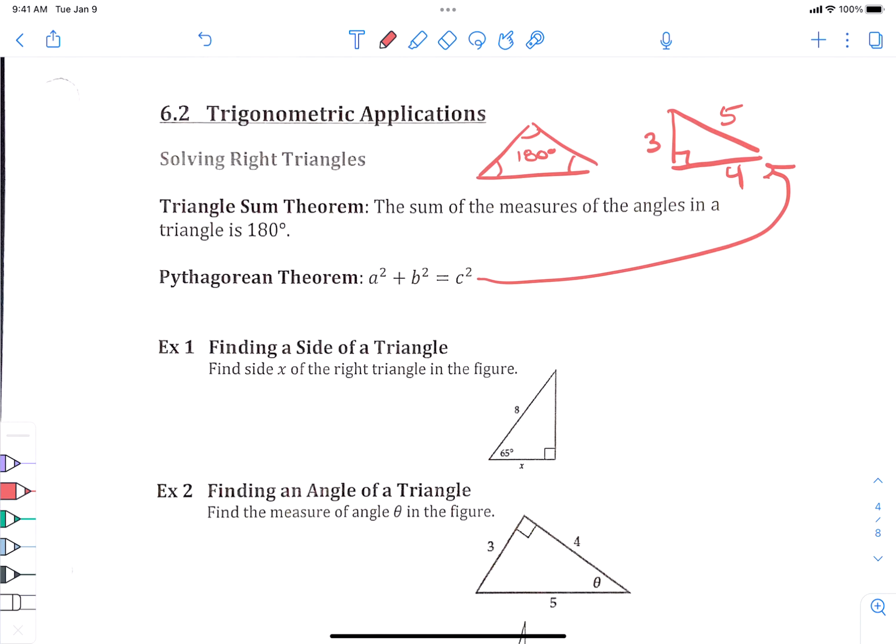Hey, Clayton, we're on 6-2. We're going through the notes. This is going to be a quick section because this is all stuff that we've done before.